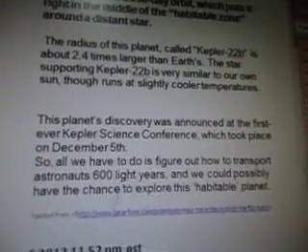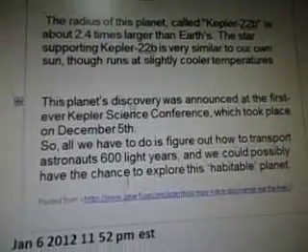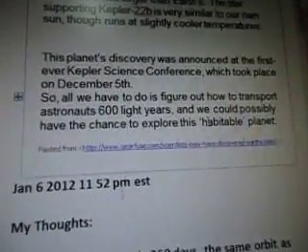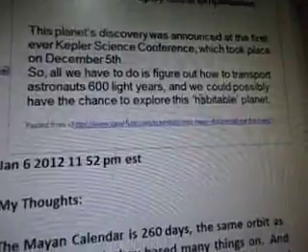Okay, the radius of this planet, called Kepler 22b, is about 2.4 times larger than Earth's. The star supporting Kepler 22b is very similar to our own Sun, though runs at slightly cooler temperatures. This planet's discovery was announced at the first ever Kepler Science Conference, which took place on December 5th. I believe that was 2011.